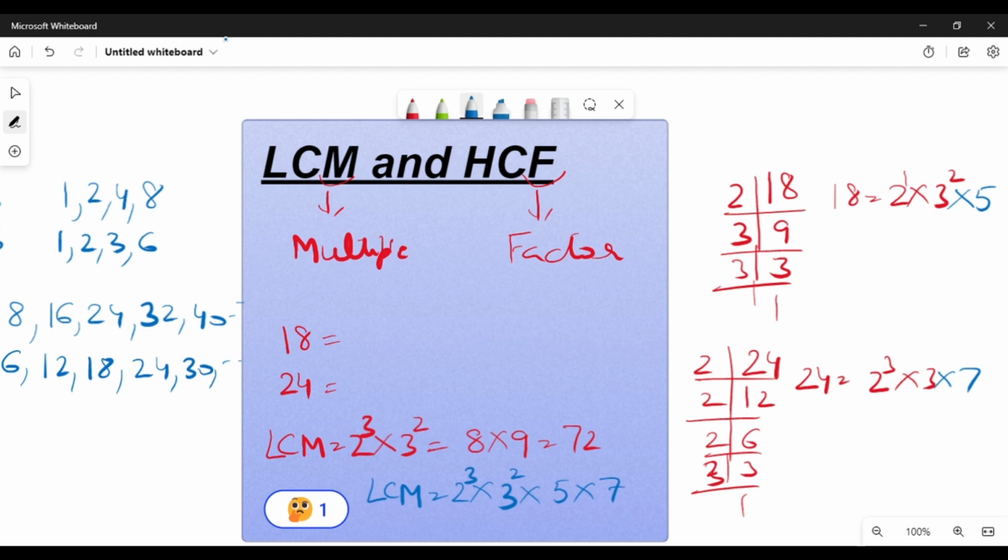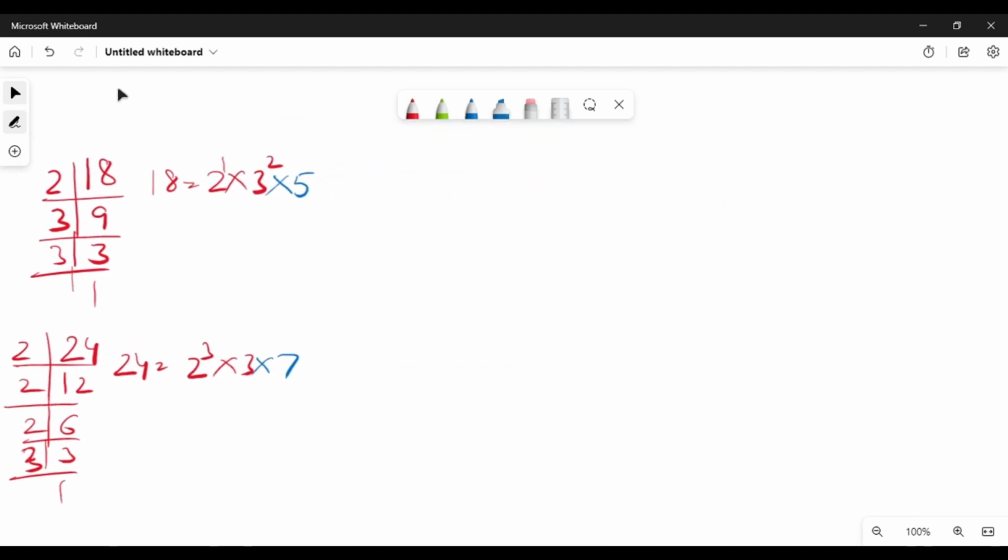Next comes HCF. Let us calculate LCM and HCF of the same numbers 18 and 24. Already we have done the prime factorization. Now let me tell you how to find HCF. As the name suggests, HCF is smaller. HCF is smaller than the numbers for which you are calculating the HCF. So the prime factorization of 18 is this.